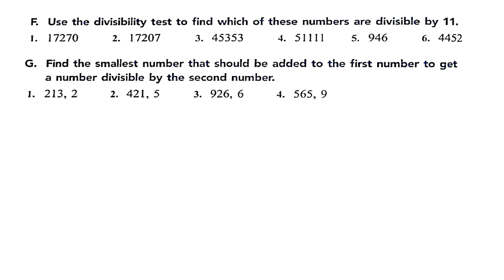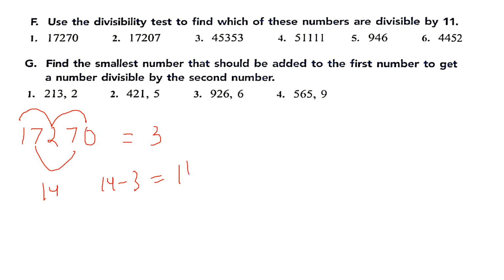Now use the divisibility test to find whether each of these numbers is divisible by 11. So let us start with the first one. Add the alternate digits. 1 plus 2 plus 0, that's your 3. 7 plus 7 is 14. So 14 minus 3 is 11, right? So yes, it is divisible by 11 because you should be getting an 11 or a 0.